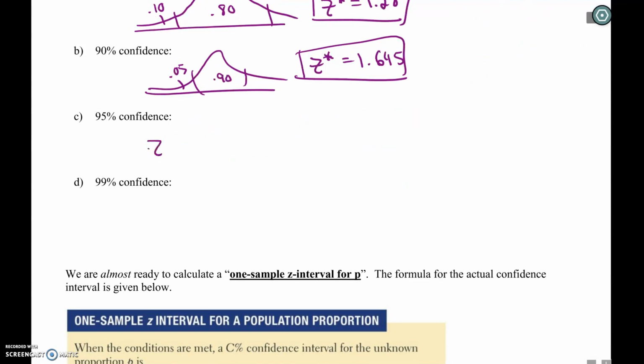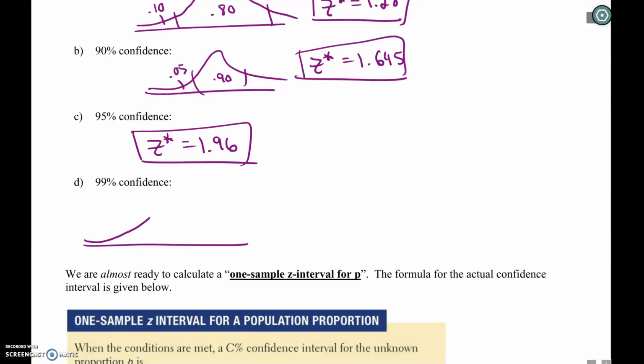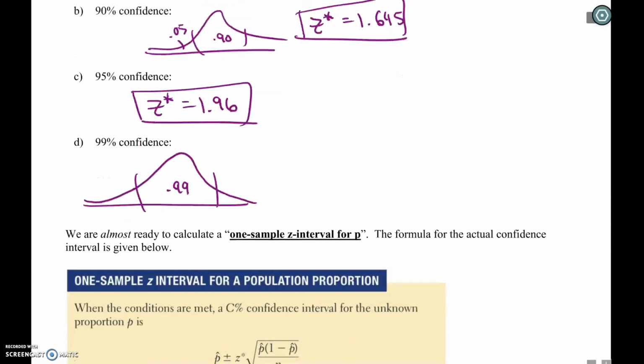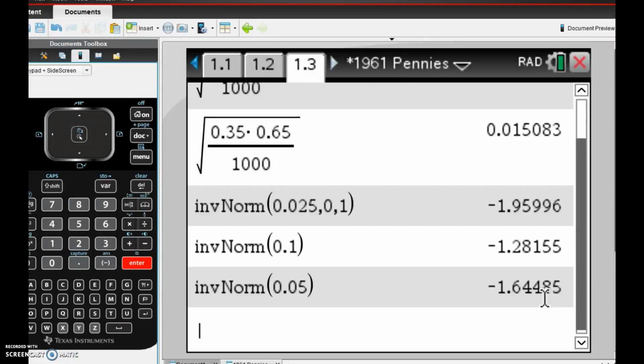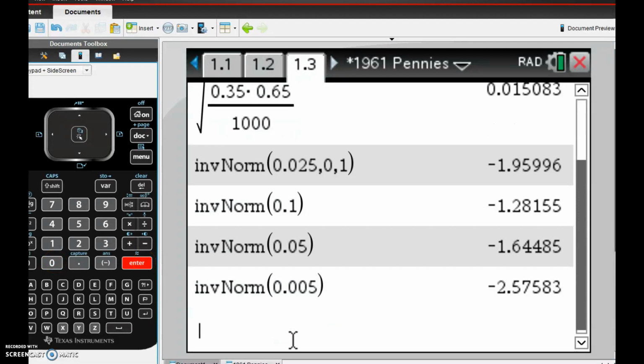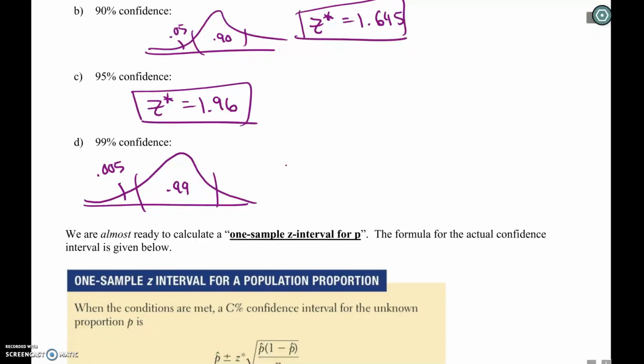95% confidence, we already did that one. I don't need to do it again. That's 1.96. We want to be 99% confident. 99% on the inside, that's 1% on the tails combined. That's 0.5% on one tail. So I'm going to go up here and grab this one and just put in an extra 0. 2.58.